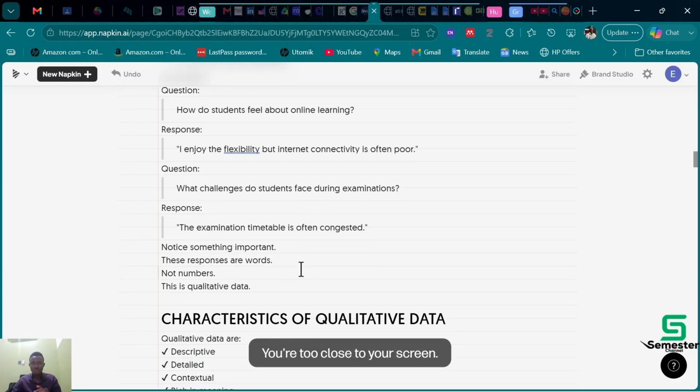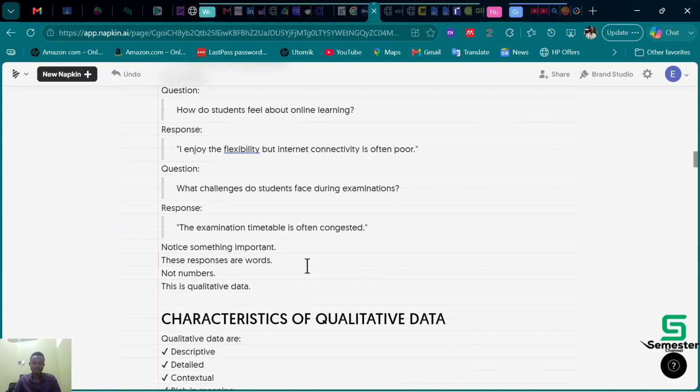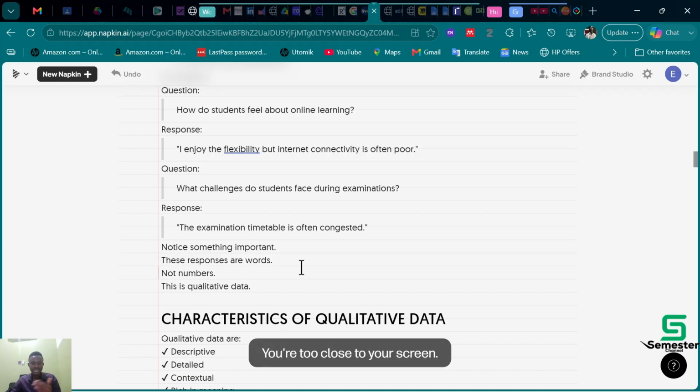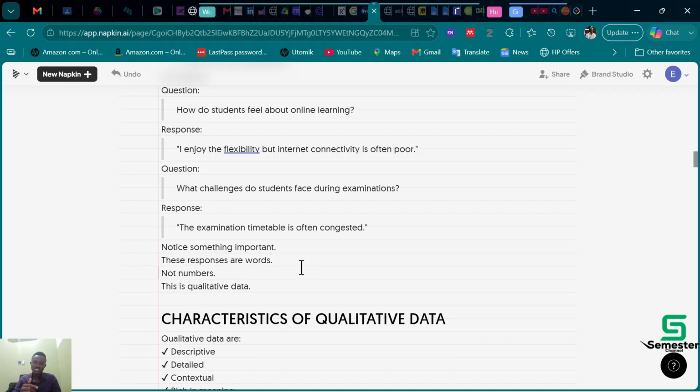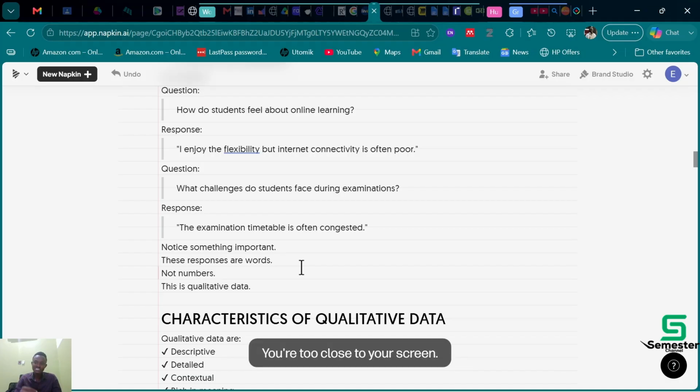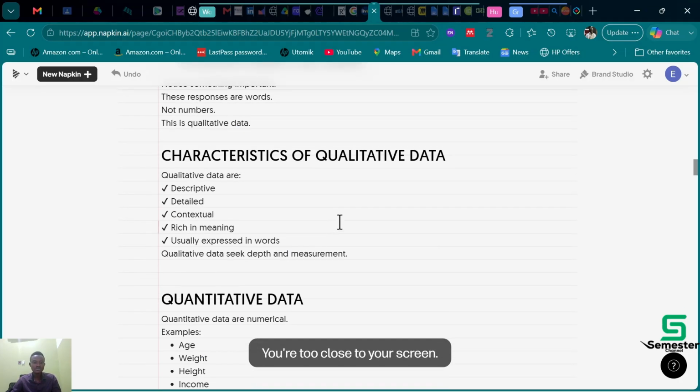But then notice something very important. These responses are words, they are not figures, they are not numbers, right? And so it forms part of qualitative data. The moment numbers pop in, then we are talking about quantitative. Okay, so that is the difference between qualitative and quantitative, because with qualitative we are looking at the quality of something, not quantity. All right, so let's look at some characteristics of qualitative data.